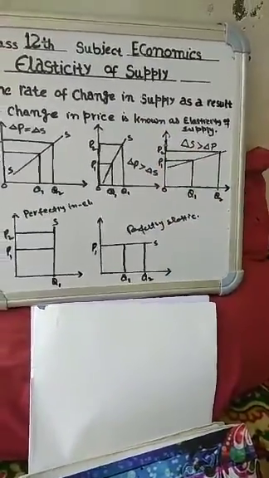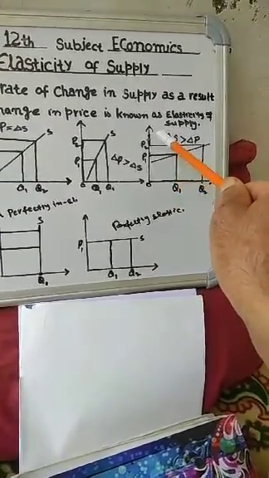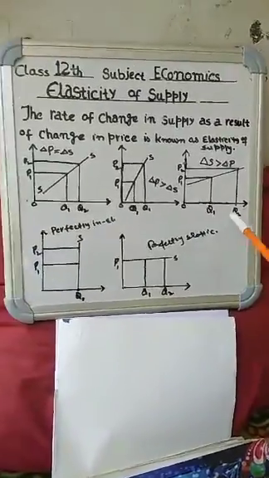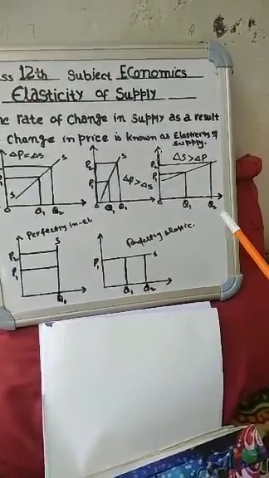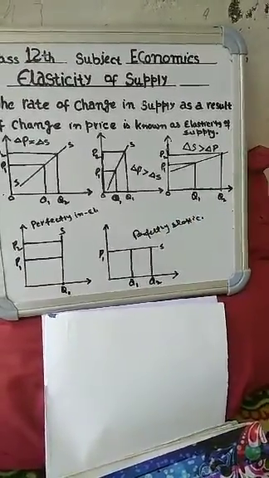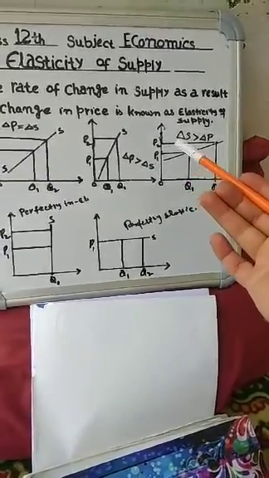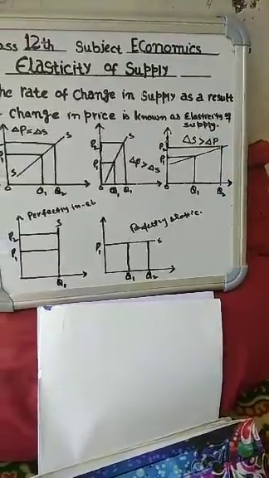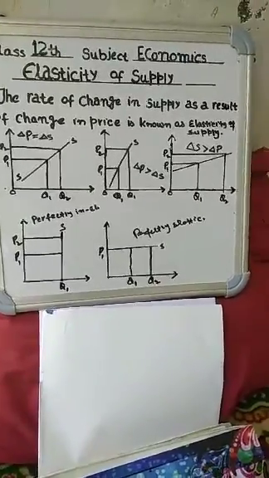Third case here: when price changes from OP1 to OP2, the quantity supplied also changes from OQ1 to OQ2. If you see here, the gap between P1 and P2 is less than Q1 and Q2. So we can say that the change in price leads to more change in supply. So del S, that is the change in supply, is greater than the change in price. Yes, dear students, this is more elastic supply.